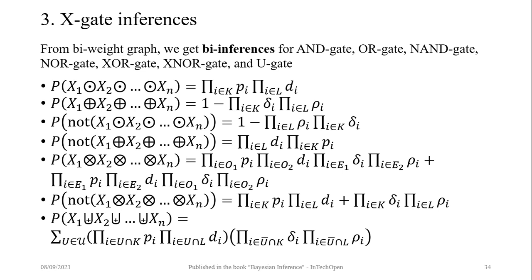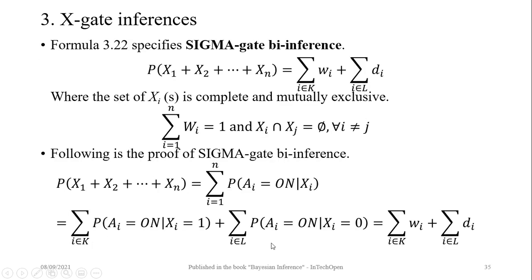From the bi-way graph, we get the bi-inference for the AND gate, OR gate, NAND gate, NOR gate, XOR gate, XNOR gate, and U gate. Equation 3.22 specifies the sigma gate bi-inference. This is the extension of sigma gate inference.